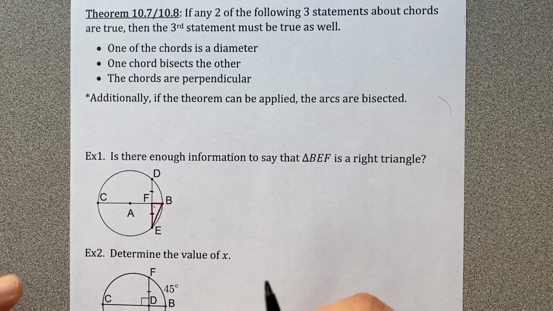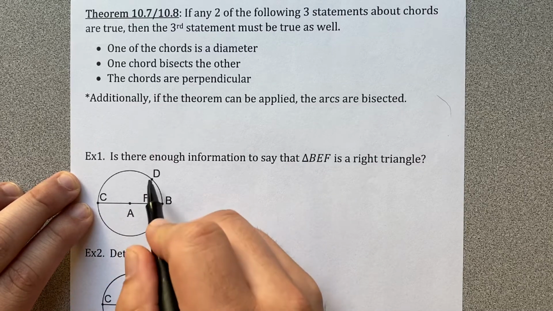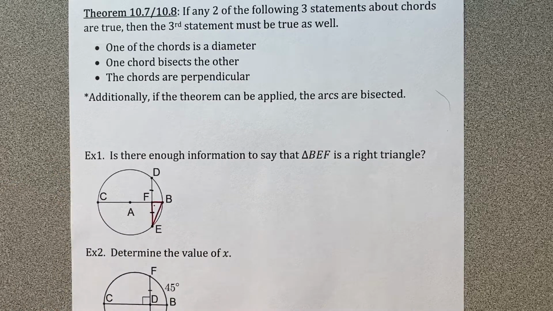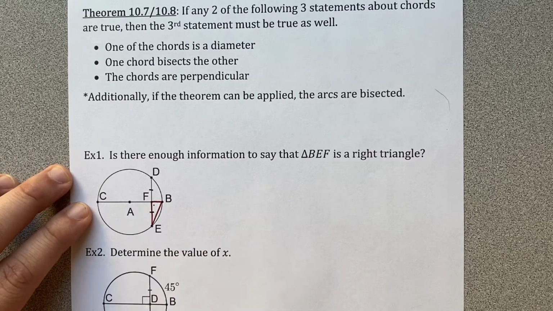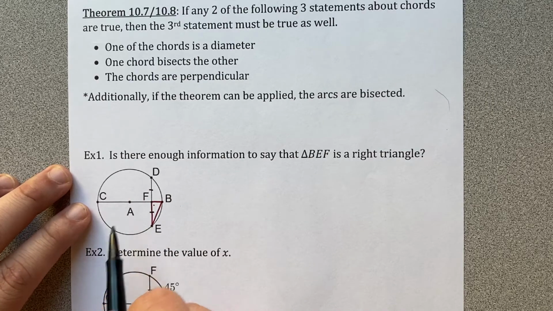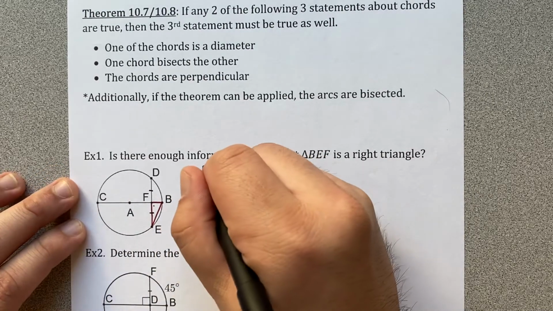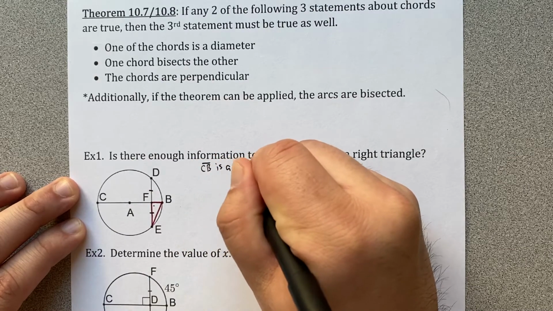If I look at my diagram, I see that CB is a chord, DE is also a chord, but there's something a little bit more specific about CB. CB is a chord that passes through the center of my circle, this point A, so it's not just a chord, it's actually a diameter. So we know that CB is a diameter.